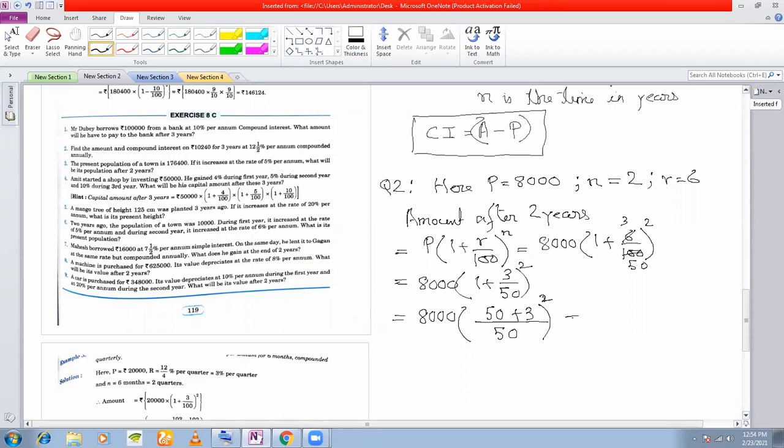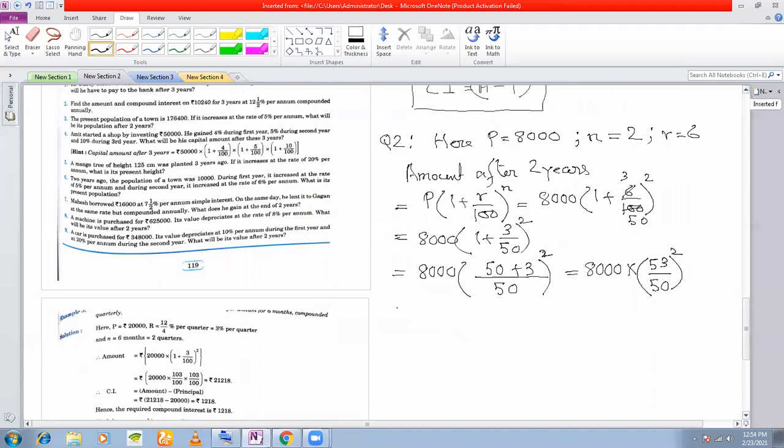So this is 8,000 into (53 divided by 50) whole square. Since 53 by 50 is a whole square, you can write it twice, 53 by 50 into 53 by 50. Now you can cancel out 2 zeros from here. 2 zeros gone. Now you can cancel 5 1 and 5 6. So what you're getting here is 16 into 53 into 53.